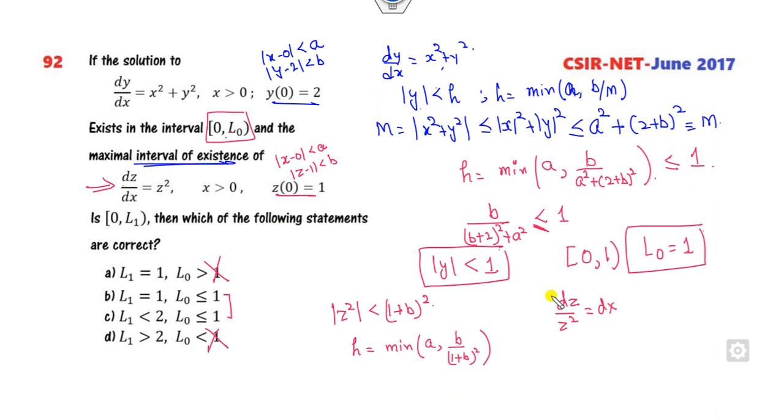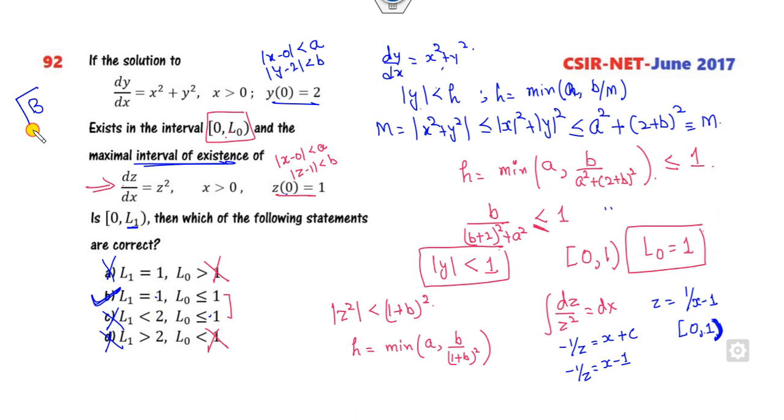Now if you integrate them, it will be minus 1 by z equals x plus c. Z of 0 is 1, so c will be minus 1. So z is 1 over x minus 1. So what is that? It will be 0, but 1 will not be there. Fine, so L1 will be 1. So this is the correct answer. This option is cancelled. The first and the last option are already cancelled from here. So the right answer is only B, that is the correct option.